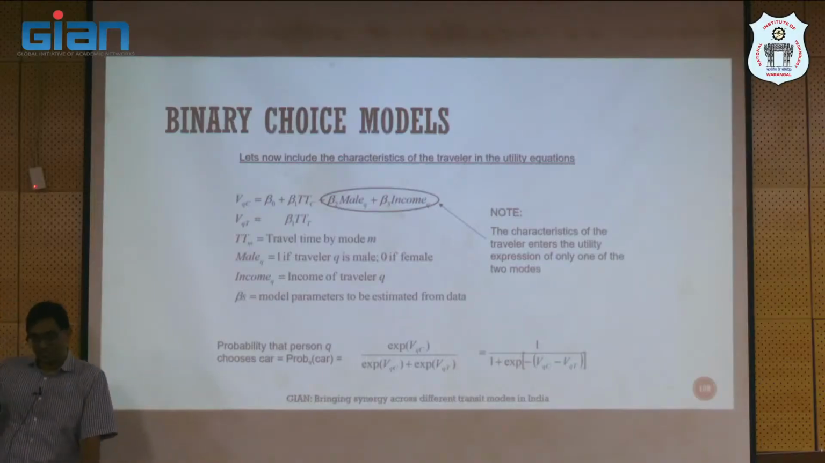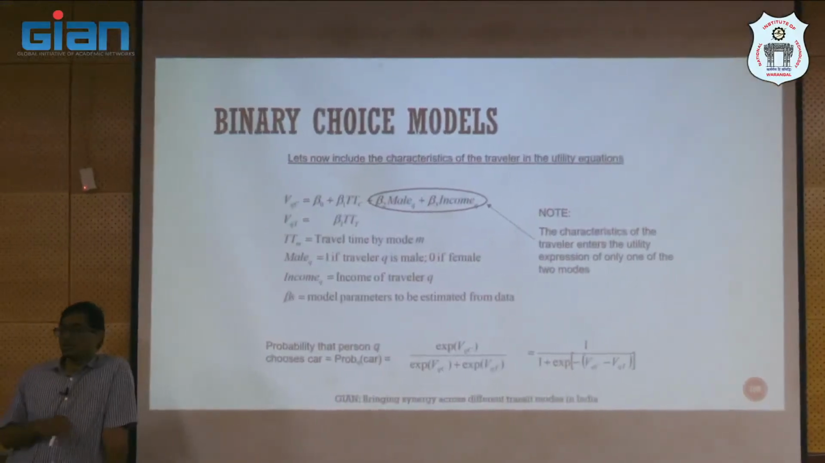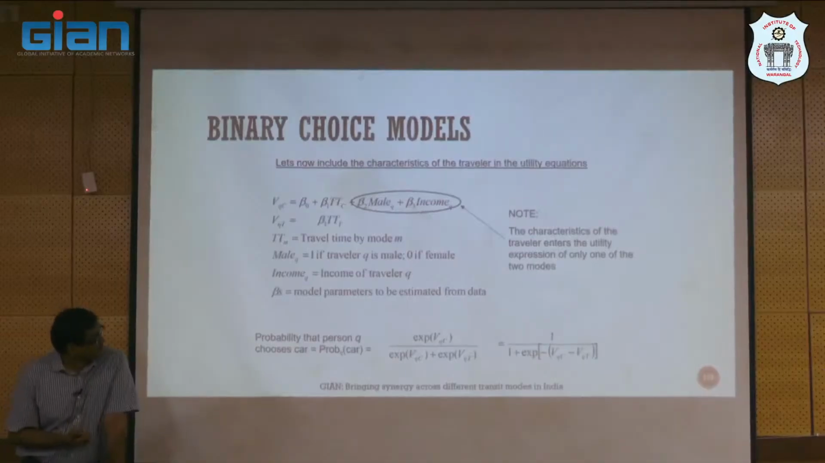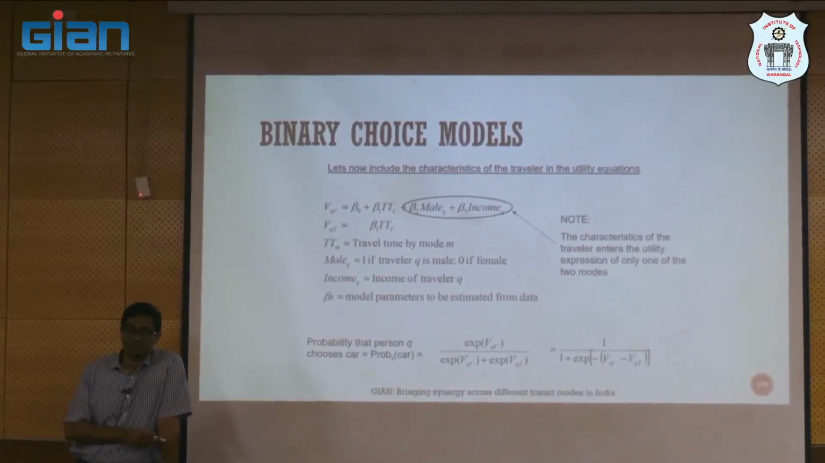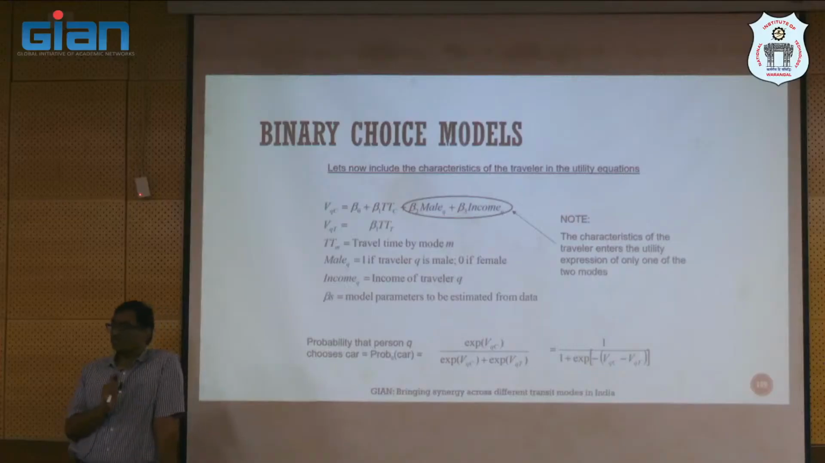Right, so it captures the difference in utility for the car between men and women. Right? So if beta 2 is positive, it means men prefer to use the car more than women. Okay. So utility for the car increases for men compared to women. So what do you think, is beta 2 positive or negative? I think in the Indian context, it's potentially positive, but in the Western context, it's usually negative.